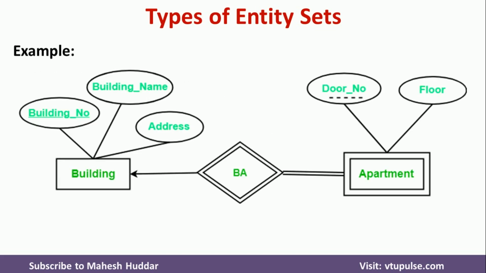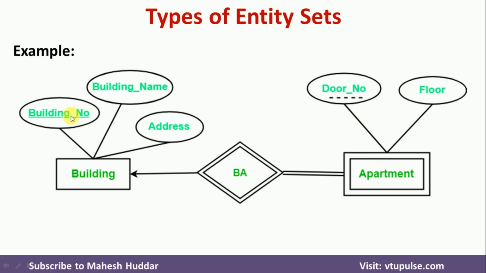This is a simple example to understand the weak entity set. In this case, we have two entity sets. The first one is building and the second one is apartment. Building is a strong entity set. Apartment is the weak entity set. The relationship is BA, which we can say is a weak relationship because it is represented with a double diamond in this case. The building has three attributes, namely building number, building name and address. Apartment has two attributes, door number and floor here.